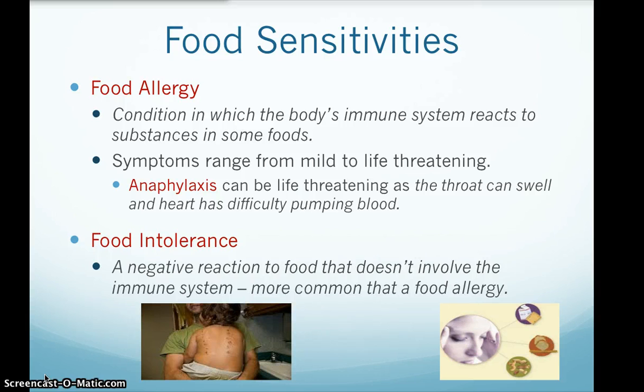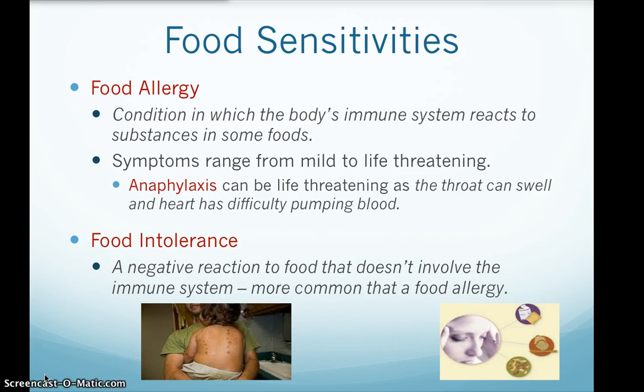Food sensitivities. This is very common. Some people will have food allergies. Lactose is one that's very, very common, but this is a condition in which the body's immune system reacts to substances in food. Symptoms might range from mild to life-threatening. Some people might have hives, they break out in something. Other people can go into a serious condition called anaphylactic shock, sometimes also known as anaphylaxis. And this is where the throat can swell, the tongue can swell, the airway closes up, and the person loses the ability to breathe.